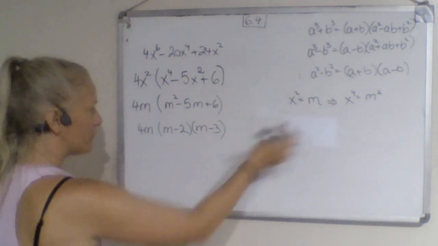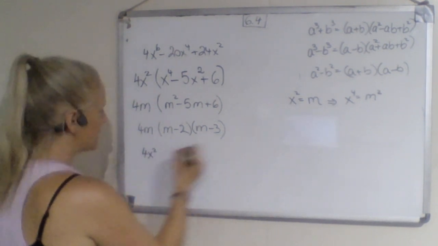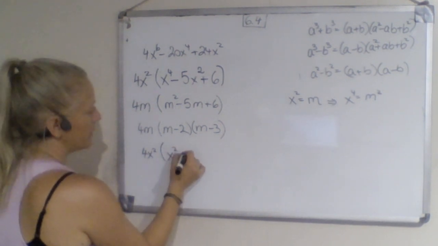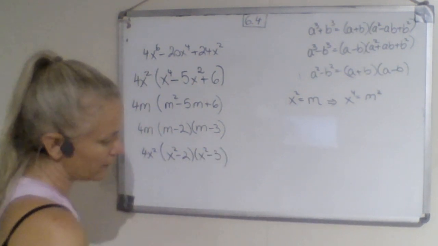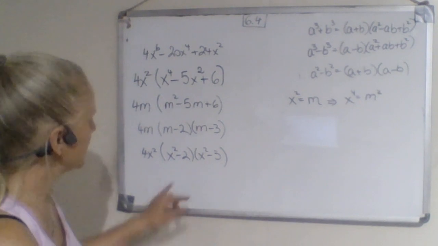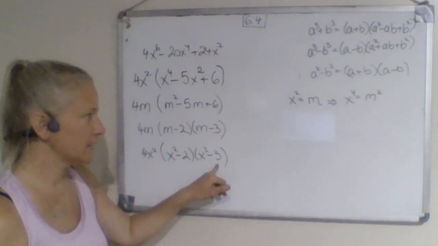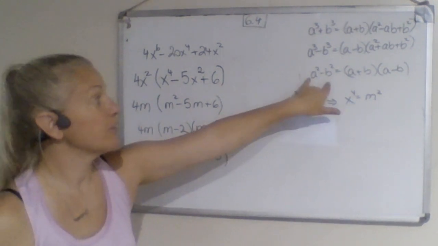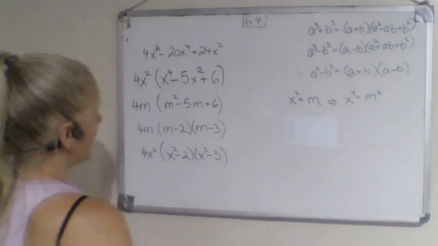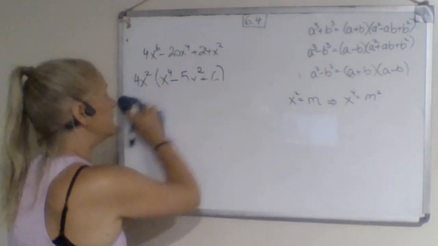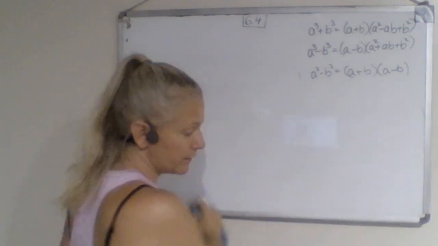I'm going to go ahead and replace everything. This becomes 4x squared, because that's what m is, parenthesis, x squared minus 2, x squared minus 3. I need to make sure that I can stop now. So I'm going to look at this and ask, is 4 a perfect square? Oh, is 2 a perfect square? No. Is 3 a perfect square? No. That formula does not apply. I am officially done.